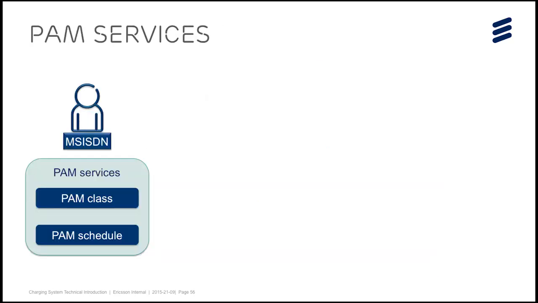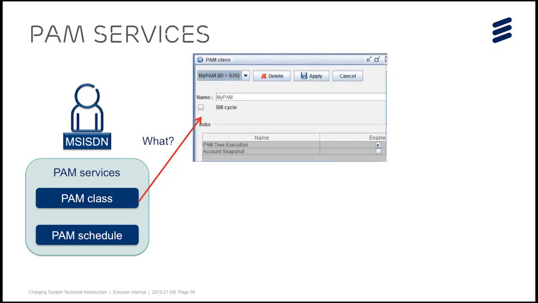The subscriber can have one or several PAM services. Each PAM service is a combination of a PAM class and a PAM schedule. The PAM class defines which actions should be performed. SMA defines the names and IDs of PAM classes, while the actions are represented by modifiers in a related tree structure.